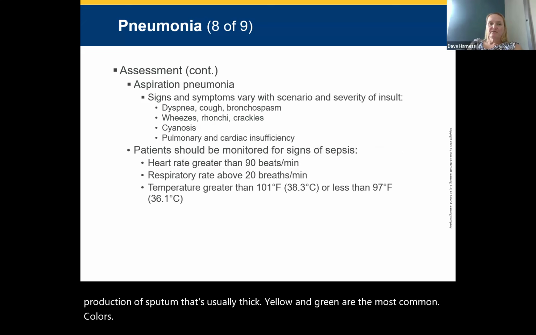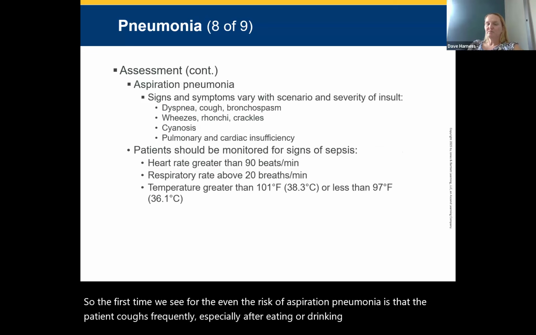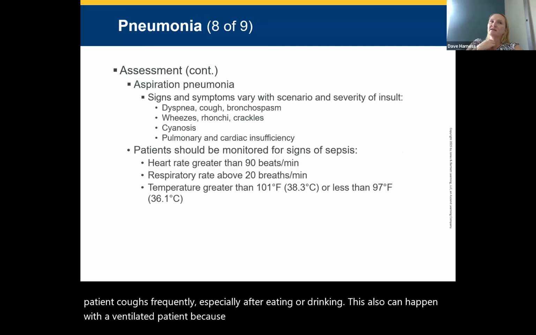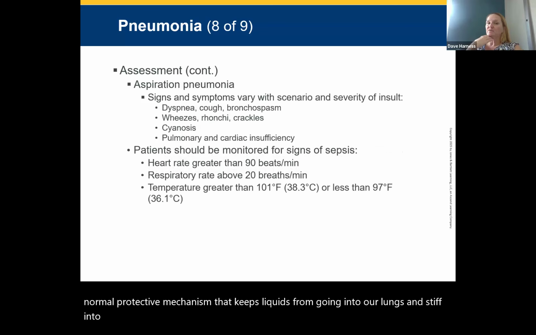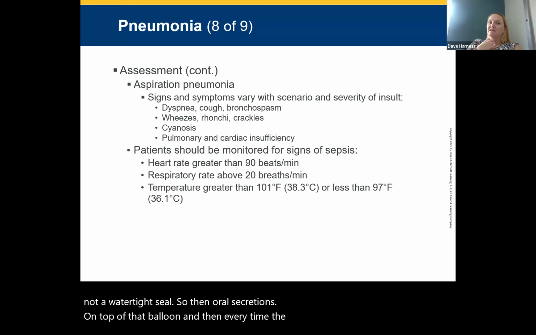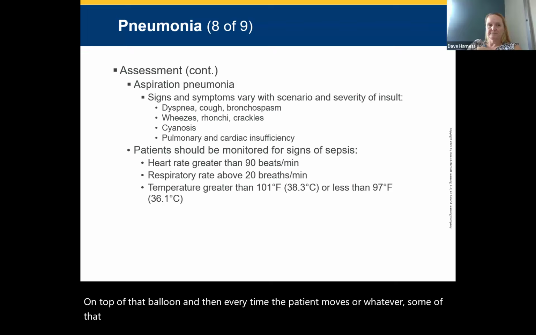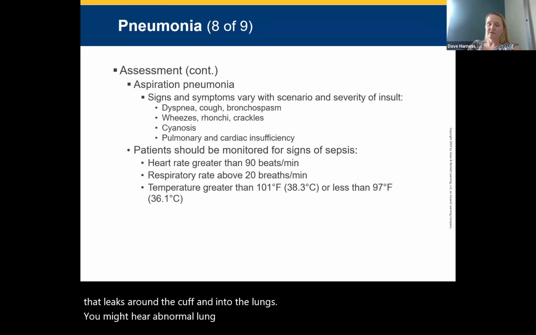So the first sign we see for even the risk of aspiration pneumonia is that the patient coughs frequently, especially after eating or drinking. This also can happen with a ventilated patient because that ET tube goes past the epiglottis, which is our normal protective mechanism that keeps liquids from going into our lungs and stuff into our esophagus. And even though it technically occludes it with that balloon, it's not a watertight seal. So then oral secretions pool on top of that balloon, and then every time the patient moves or whatever, some of that leaks around the cuff and into the lungs. You might hear abnormal lung sounds, cyanosis if you haven't been giving them adequate supplemental oxygen.